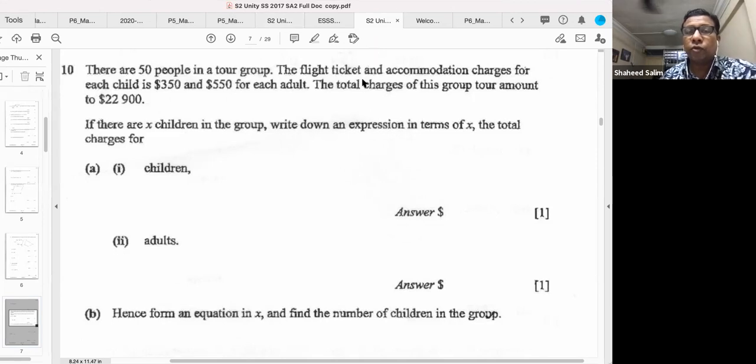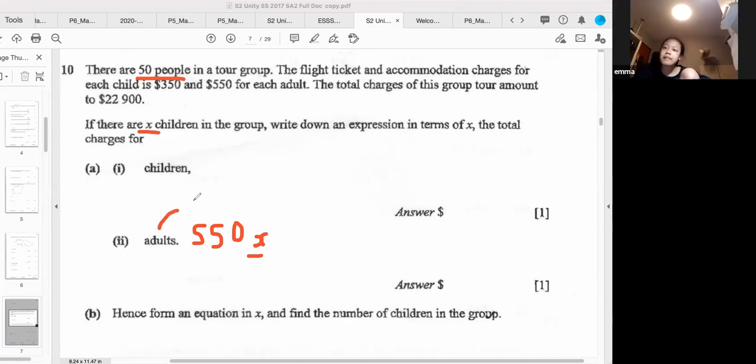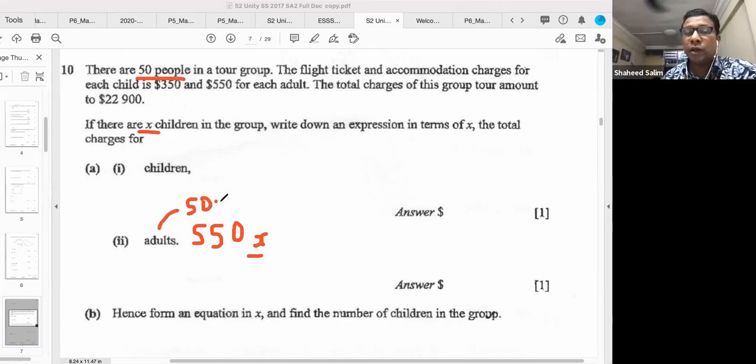Now, for the next one, if you say 550x, but x is the number of children. So you cannot put this. You must find the number of people minus the children, which is 50 minus x. 50 minus x is the number of adults. Then you multiply this by 550. Do you understand?